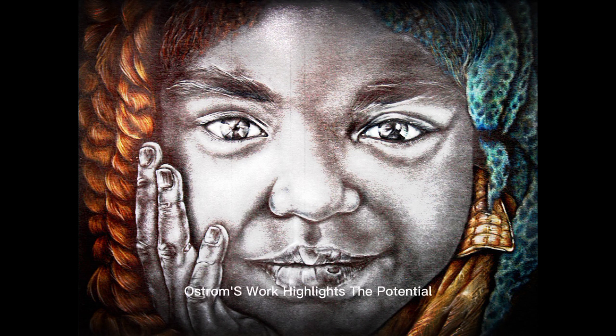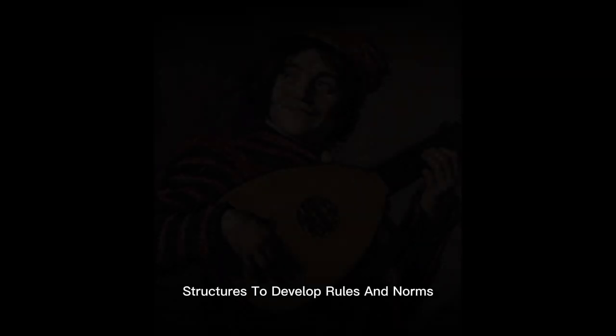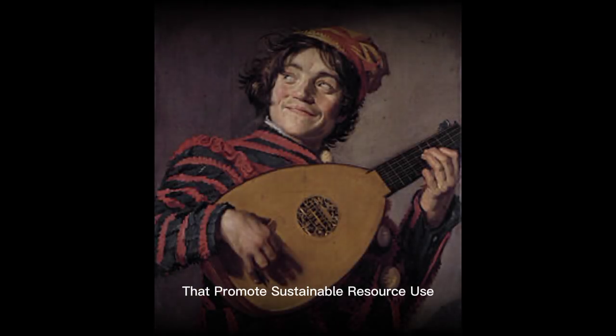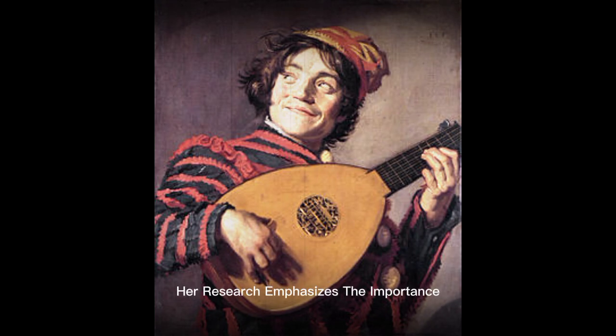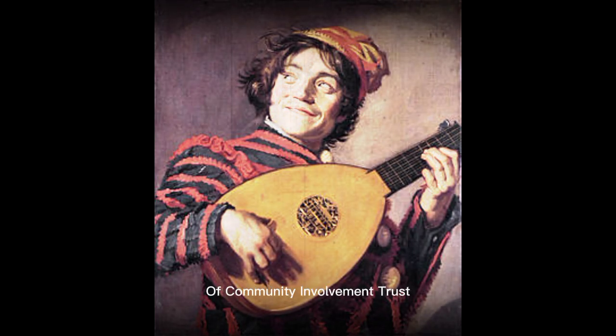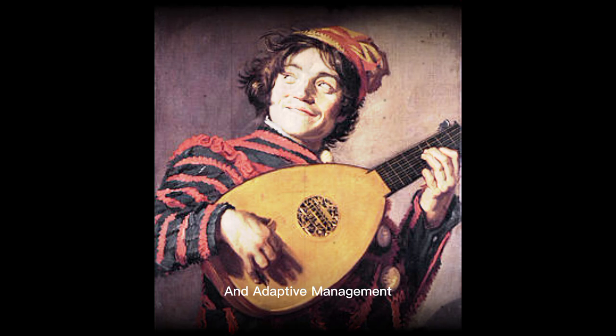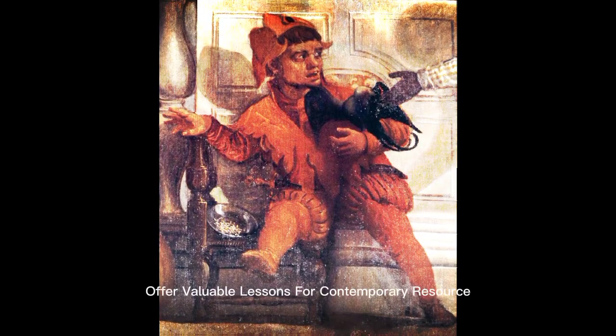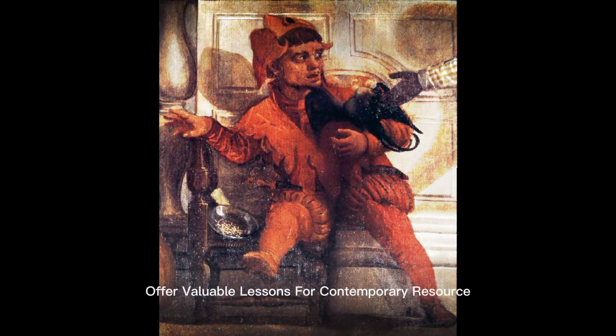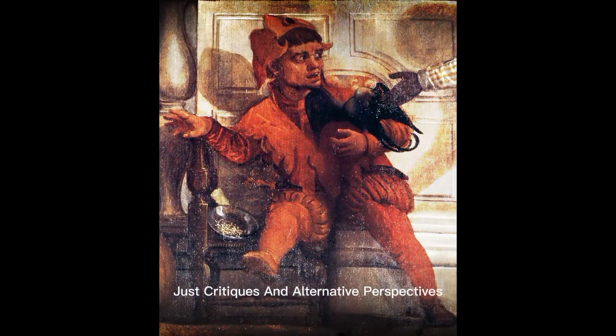Ostrom's work highlights the potential for local governance structures to develop rules and norms that promote sustainable resource use. Her research emphasizes the importance of community involvement, trust, and adaptive management in overcoming the tragedy of the commons. These insights offer valuable lessons for contemporary resource management challenges.